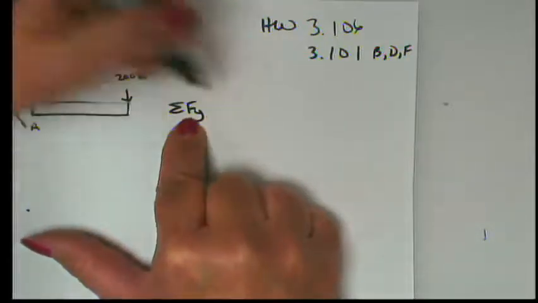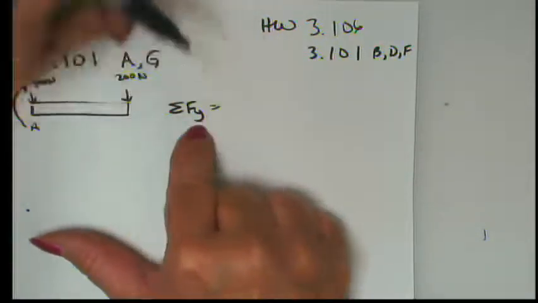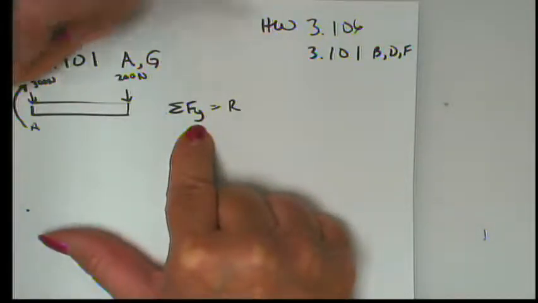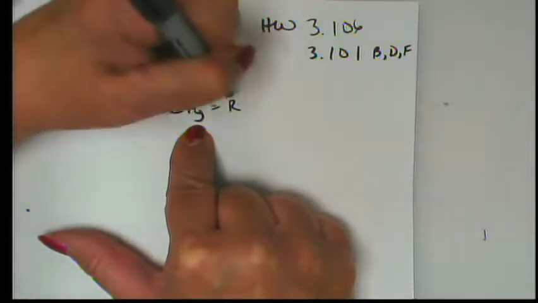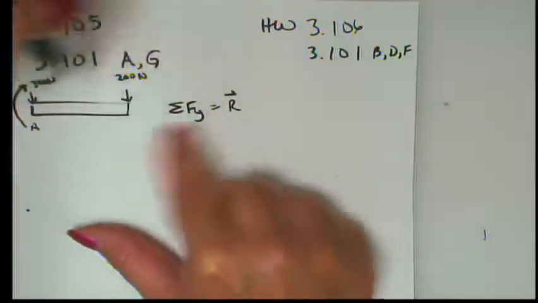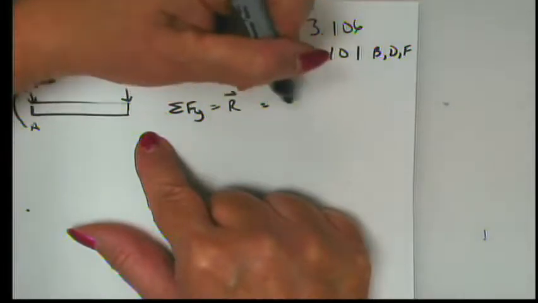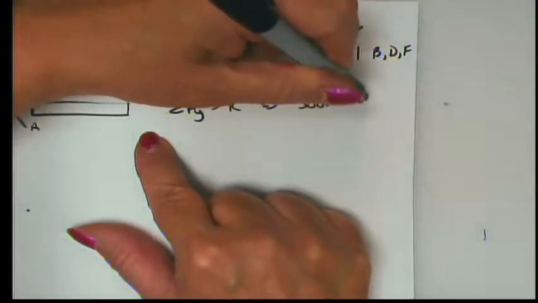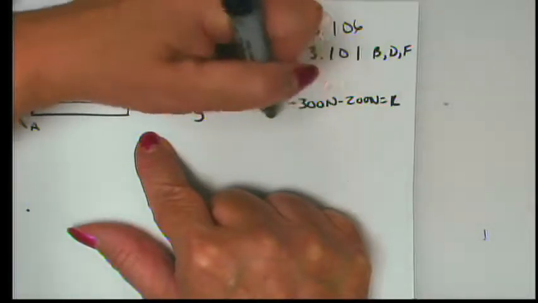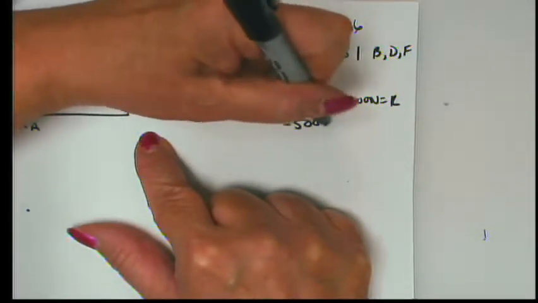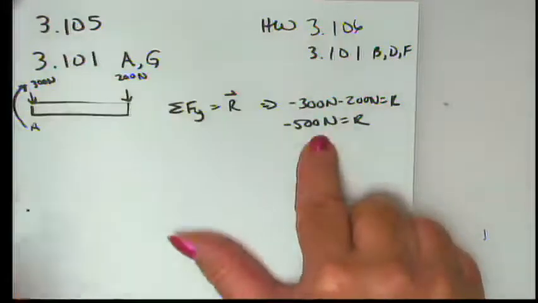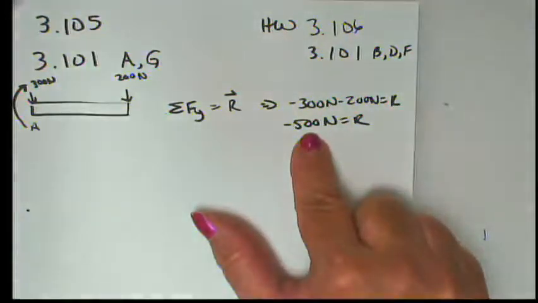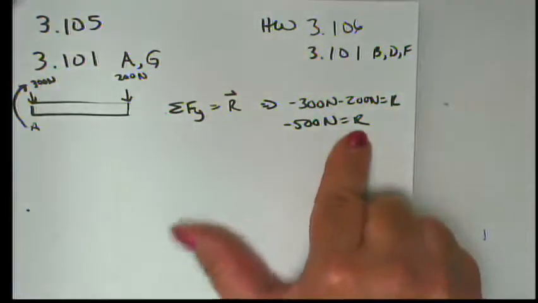by summing the forces. They're both y directions, so we can say the summation of forces in the y direction is equal to the resultant force. So here that would be negative 300 newtons minus 200 newtons equals R, or negative 500 newtons equal R. All right, so that is the first part of our journey.